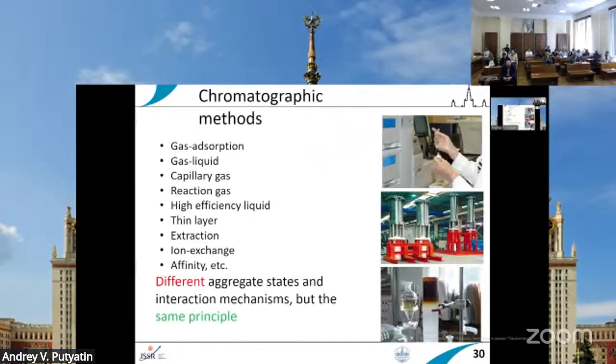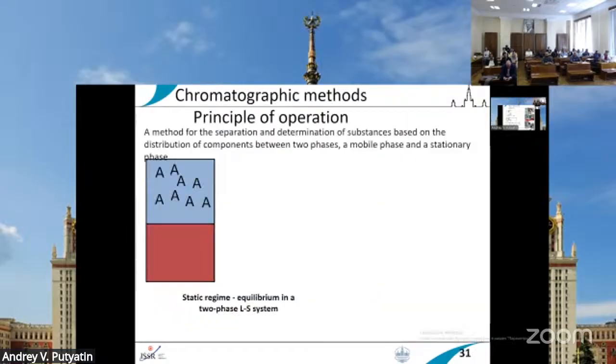And about chromatography, I think it's a very massive group of methods. The idea is the same in both of them, but the implementation is very different for different cases. And in the case of radiochemistry and hydrometallurgy, the most used are extraction chromatography and ion exchange chromatography.